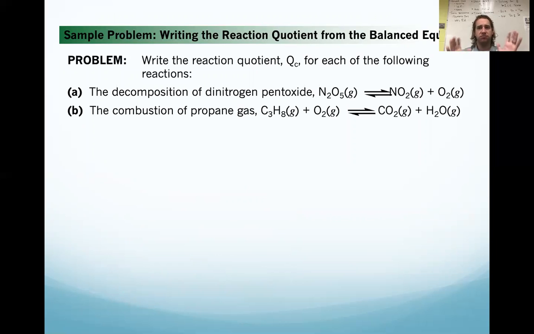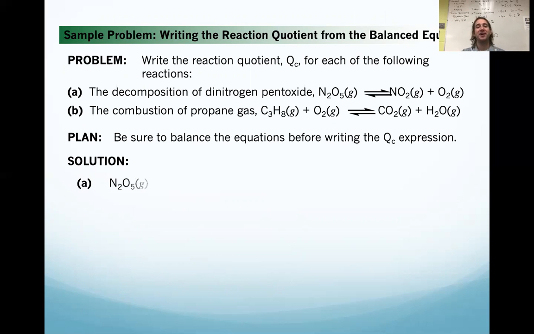A couple examples as we start to think about this. Let's start by writing some Q's. If you would, go ahead, pause the video and write what the reaction quotient expression would be, products over reactants, see what you get. Hopefully you balance them. If you just threw all these up and put them all to the first power, we're going to be in trouble. You've got to balance your reactions before you can write your Q.